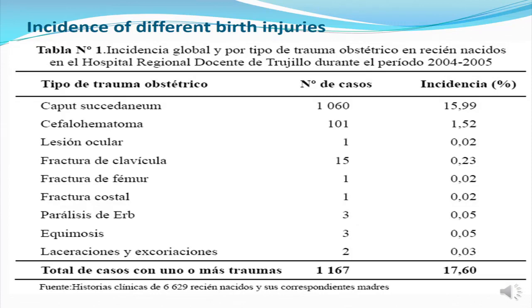And this is one study done outside. It will show the incidence of different birth injuries. The most common is caput succedaneum. It represents about 16% to 17.6%. The less frequent injuries are cephalohematoma, ocular injuries, fracture clavicle, fracture femur, fracture ribs, palsy, ecchymosis, and lacerations and excoriations.